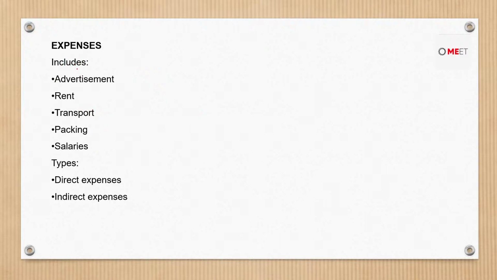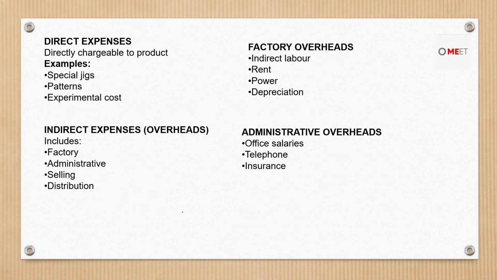Next is expenses. Expenses could be happening due to advertisement, rental expenses, transportation, that is due to logistics, packaging, salaries. And the types of expenses are direct and indirect expenses.